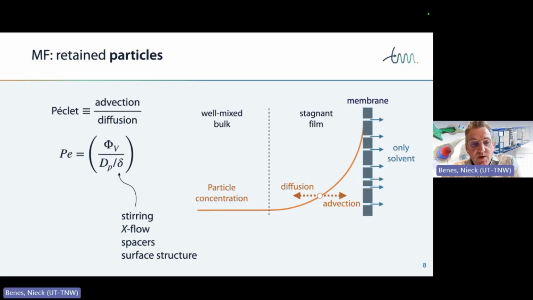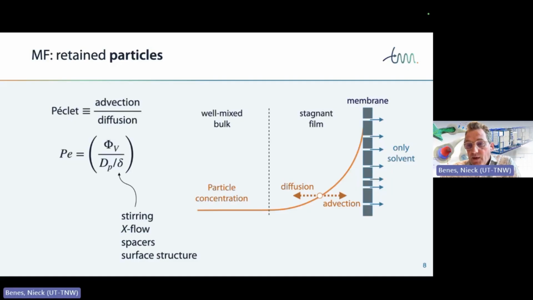So what we can try to do is change the value of delta, and this delta is the thickness of the stagnant film. Again, it's sort of a mathematical concept, but there is a stagnant region which you can affect by changing, for instance, the extent of stirring that you do in your device, or the extent of cross-flow velocity when you have cross-flow taking place over your membrane. Also, you can introduce spacers, and these spacers will affect the flow close to the membrane surface, and thereby they will influence the transport of molecules away from the surface again.